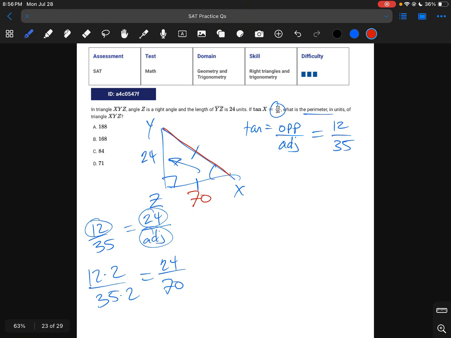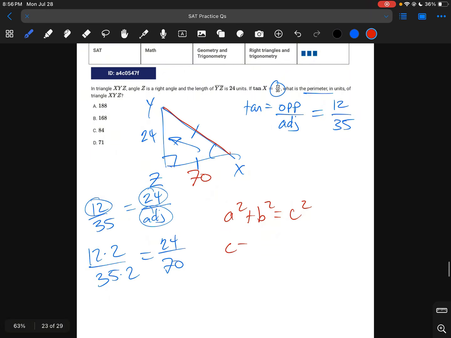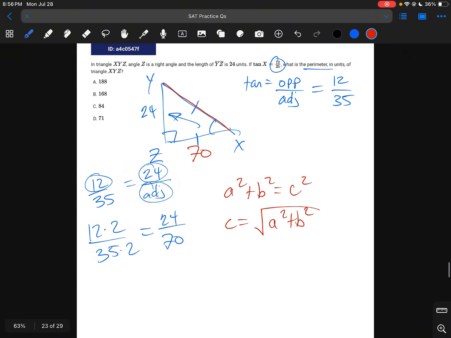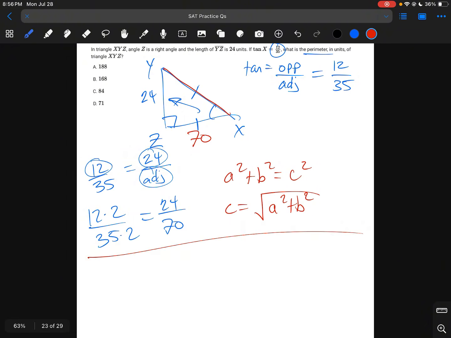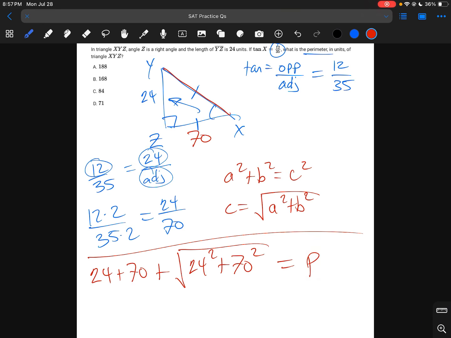And you can find this side with the Pythagorean theorem, saying that a squared plus b squared is equal to c squared, where c is the hypotenuse, the side opposite of the 90-degree angle. So solving for this, you get c is equal to the square root of a squared plus b squared. So the perimeter is just summing everything together. So we can say 24 plus 70 plus the square root of 24 squared plus 70 squared is the perimeter, P. So throwing all this into a calculator, you end up with 168.